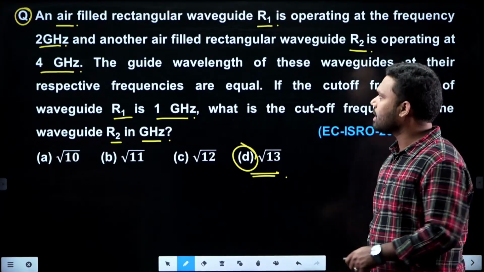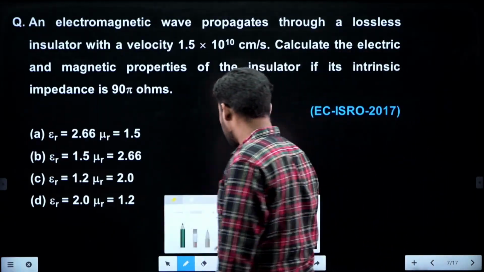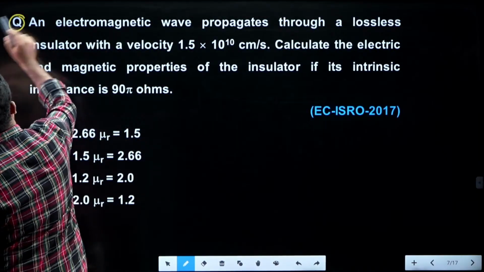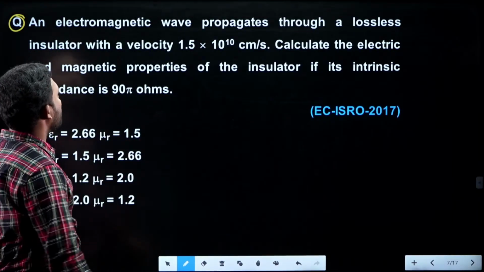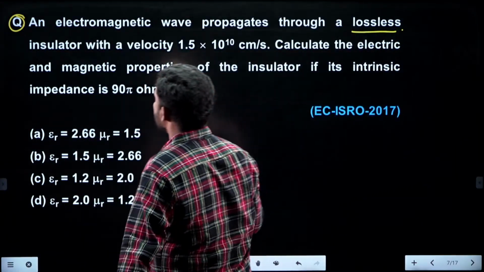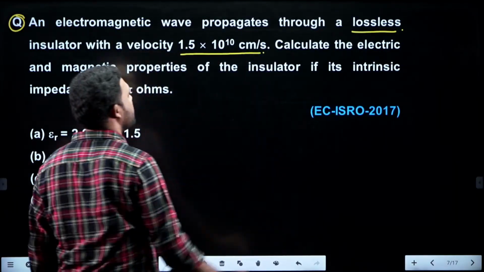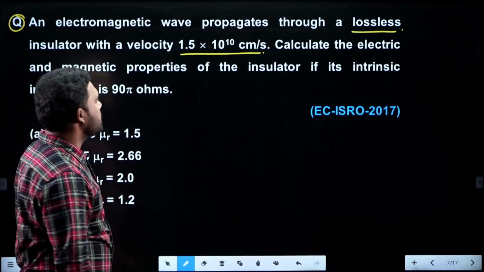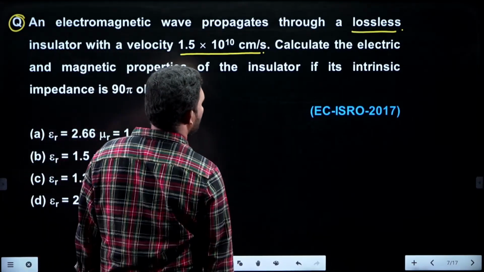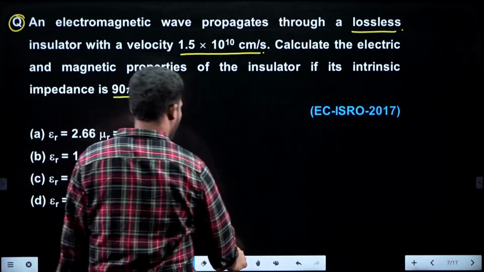Let us have one more question. Yes, this is related to electromagnetic waves. An electromagnetic wave is propagating through a lossless medium, a lossless insulator, with a velocity of 1.5 into 10 to the power of 10 centimeter per second. Calculate the electric and magnetic properties of the insulator if its intrinsic impedance is 90 pi.